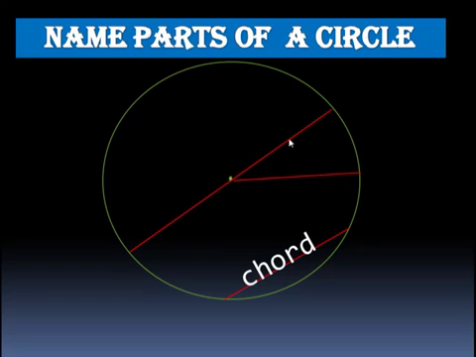Now this is also a chord, the diameter chord. So the diameter cuts the circle into two equal segments, basically. This segment equals this segment. Okay, just want to mention that.